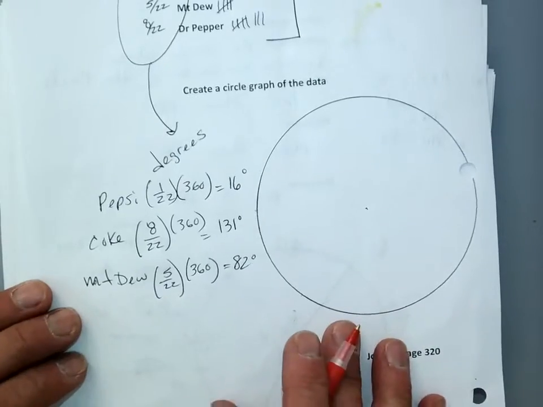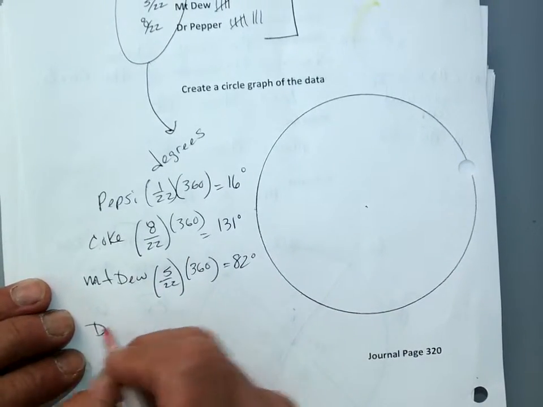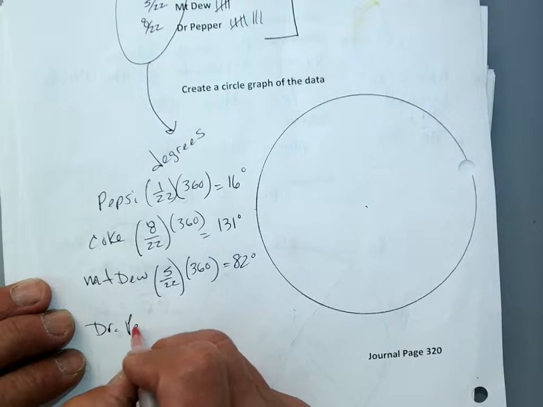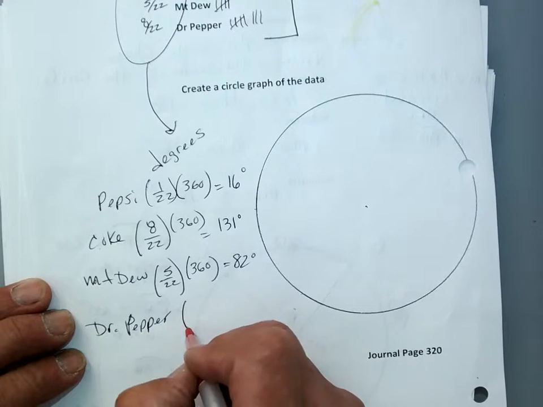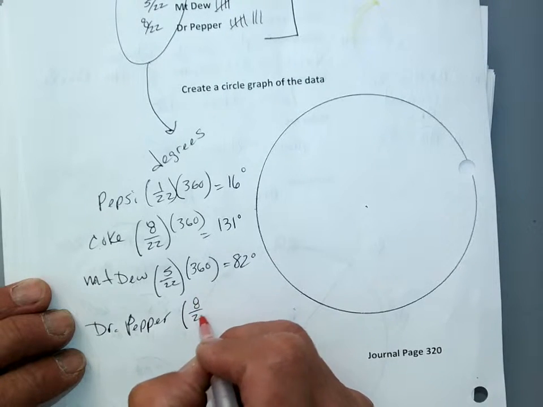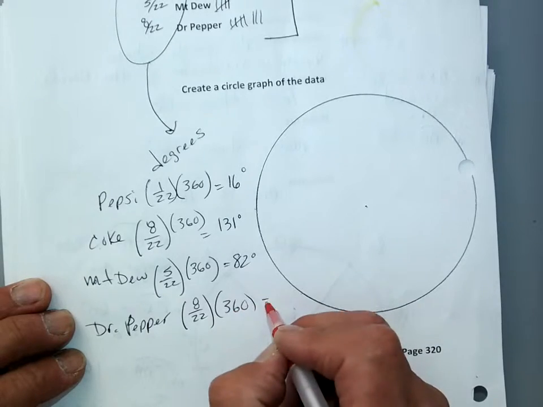And then finally, Dr. Pepper. I already know because I did Coke, same numbers for me. So Dr. Pepper, I've got, again, 8 out of 22, times 360, and I've got 131.